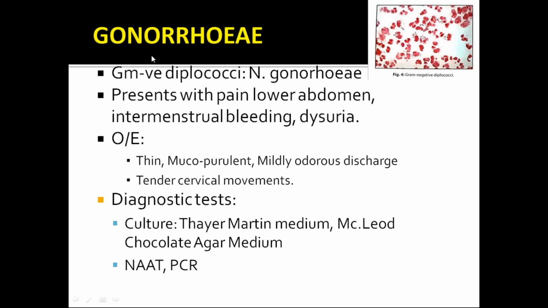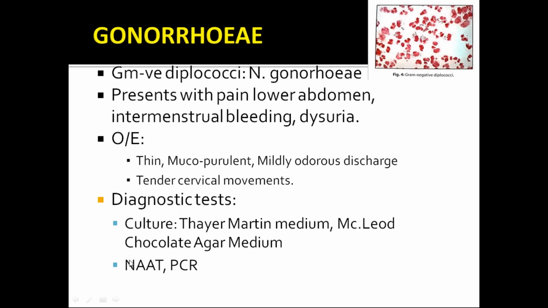Next infection is gonorrhea. It is a gram-negative diplococci. We can see diplo, so two cells are there, no? Two cells. These are nothing but diplococci. And the patient typically presents with lower abdominal pain and intermenstrual bleeding and dysuria. So there will be some mild odorous discharge and mucopurulent discharge, and it is very thin. And typically the patient will have cervical motion tenderness. So when you do a per vaginal examination, the cervical movements are tender.